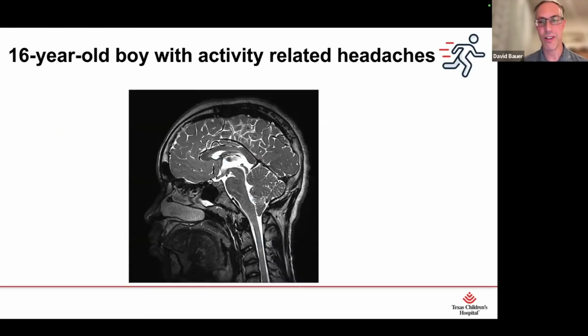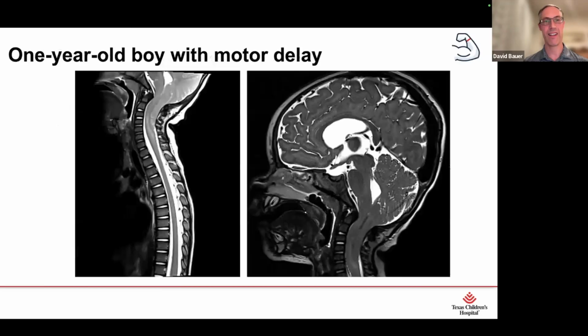And so I'd like to show you these pictures. This is a patient with Chiari malformation, a 16-year-old boy with activity-related headaches. If you look here, this is a 1-year-old boy. There's Chiari malformation, so the cerebellar tonsils are coming down, but you can also see this kinking between the skull and the spine. And this boy had motor delay. Very different than the first patient.